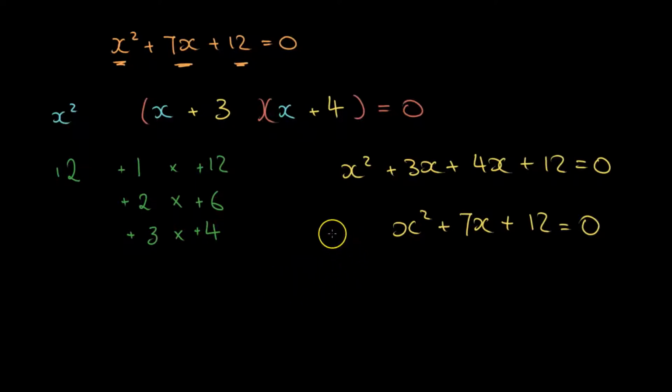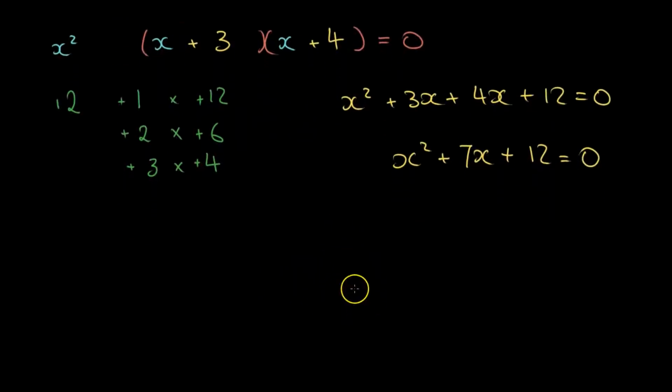Well, what happens when there's negatives involved? We haven't had a case where there's been negative numbers, so let's write a question down. Let's have x squared plus 2x minus 15 equals 0. Okay, so let's use the same techniques as before.